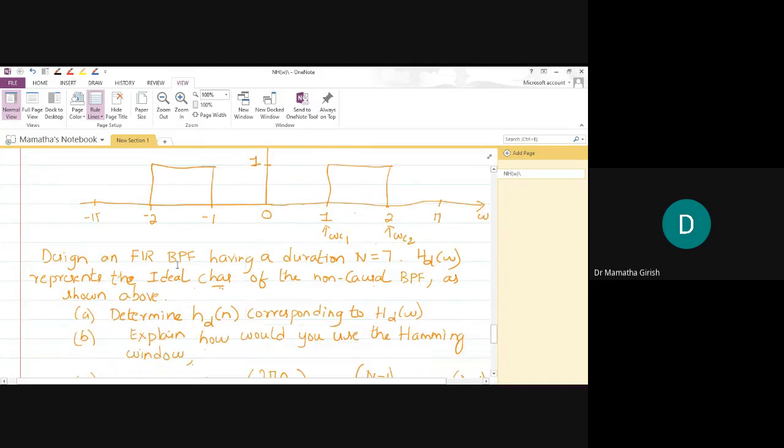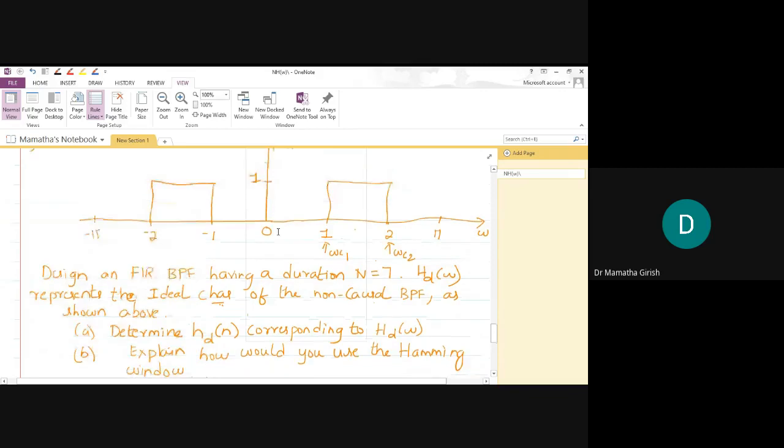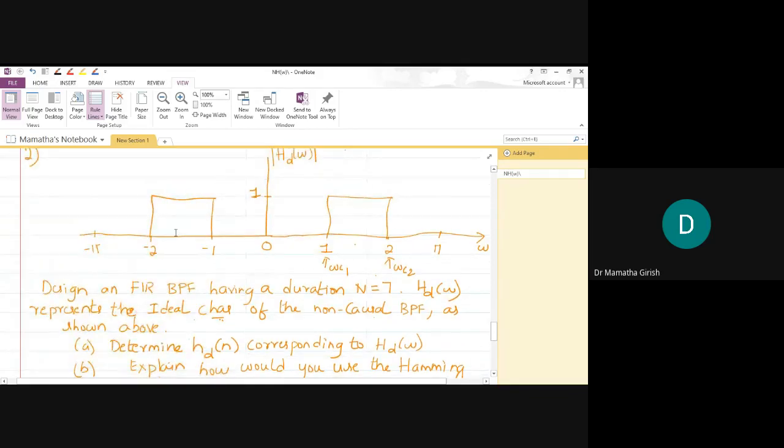The problem statement goes like this: design an FIR band pass filter which is supposed to have a duration of N equal to 7. This Hd of omega, capital Hd of omega, is representing what? The ideal characteristic of the non-causal band pass filter. What we must notice, this is the characteristic of a non-causal band pass filter.